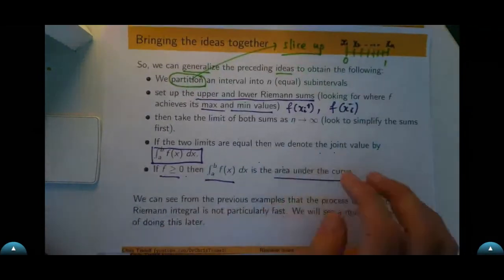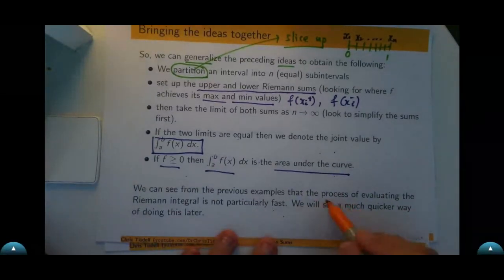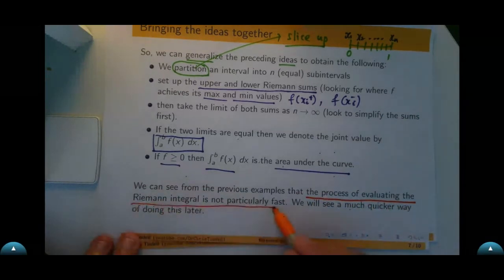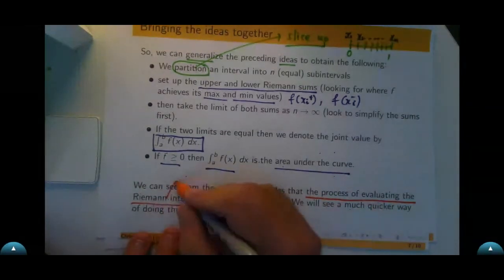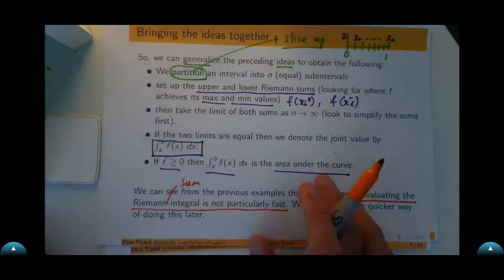All right, so as you've all seen, the process of evaluating a Riemann integral or a Riemann sum is not fast.